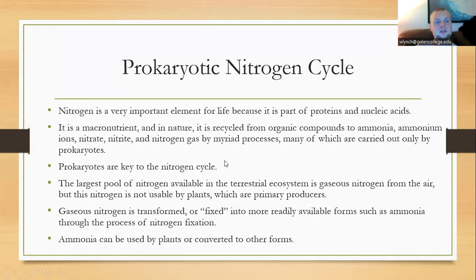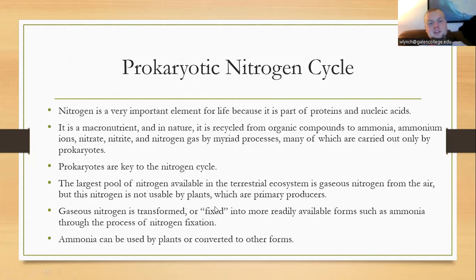For the nitrogen cycle, nitrogen is going to be a macronutrient as far as this is concerned in many organic compounds. So it's going to be recycled from organic compounds to ammonia, ammonium, nitrate, nitrite, and nitrogen gas. The largest pool of nitrogen is going to be in the gaseous nitrogen from the air. So this nitrogen is not usable by plants. So we have to have fixation of this nitrogen in order for it to be used.